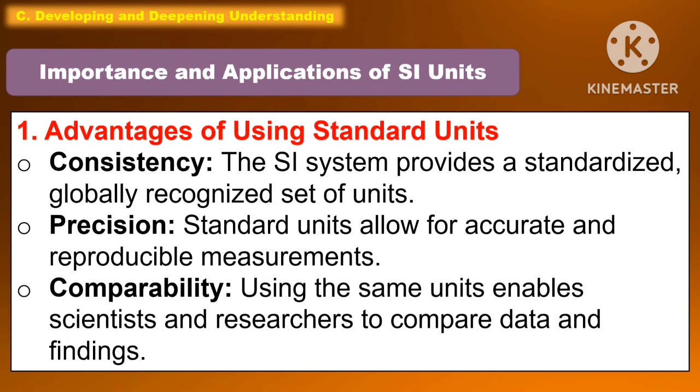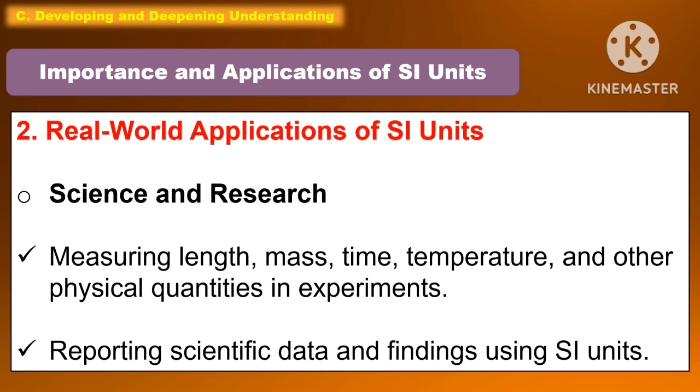The following are the importance and application of SI units. The first one is the advantages of using the standard units. First is the consistency. The SI system provides a standardized, globally recognized set of units. And then the second one is precision. Standard units allow for accurate and reproducible measurements. And the third one is comparability. Using the same units enables scientists and researchers to compare data and findings.